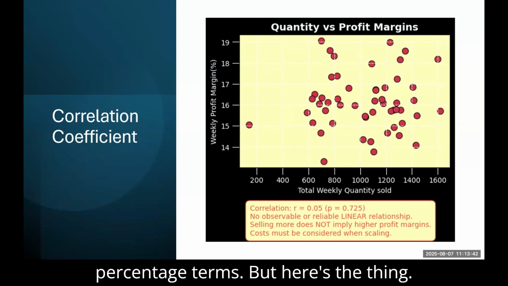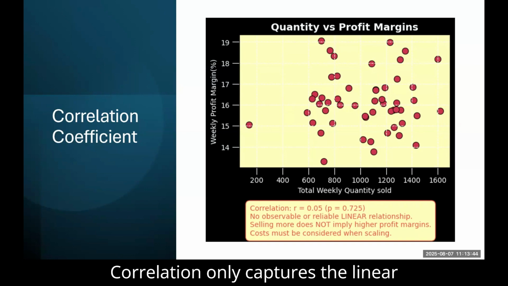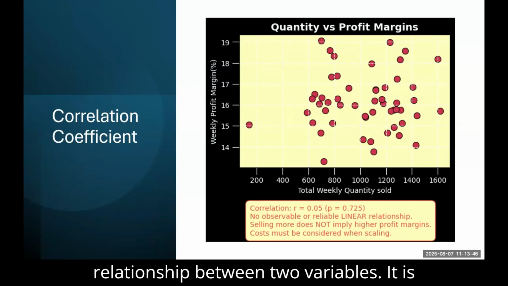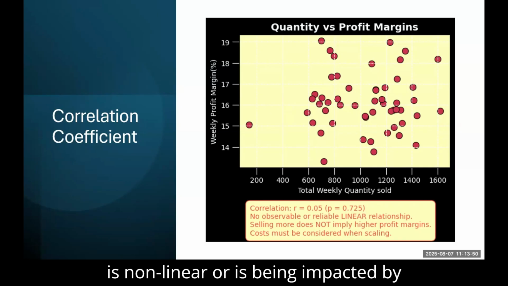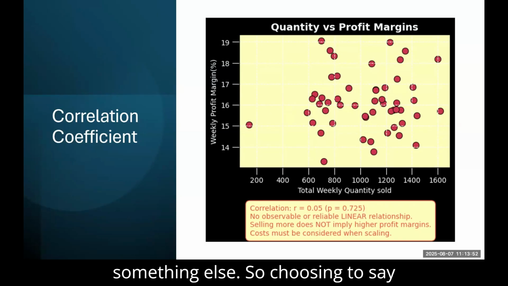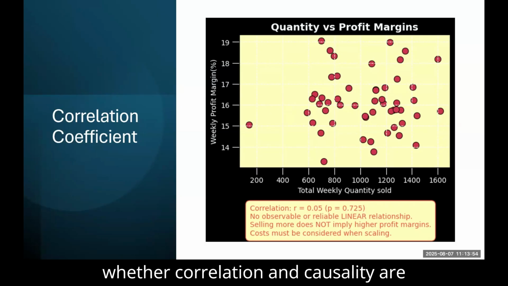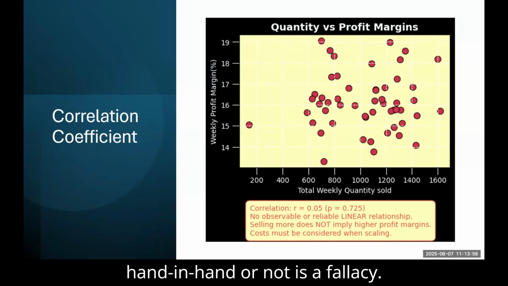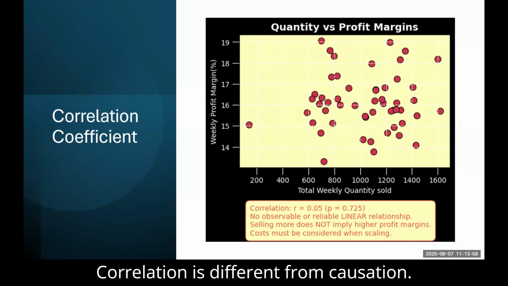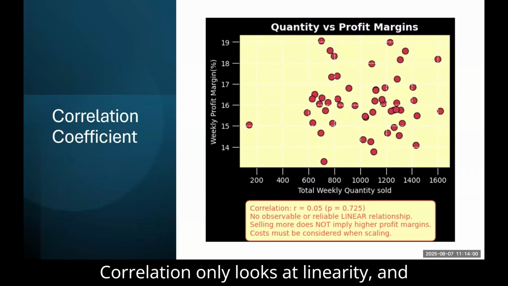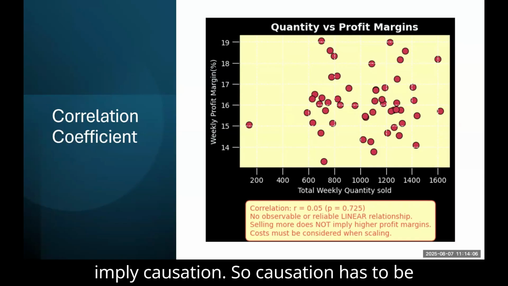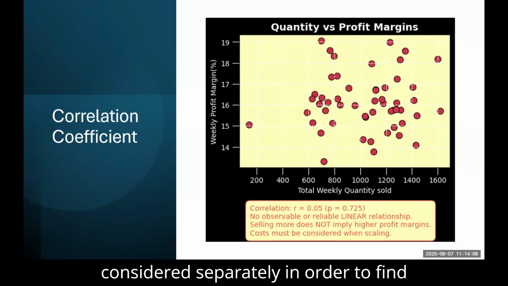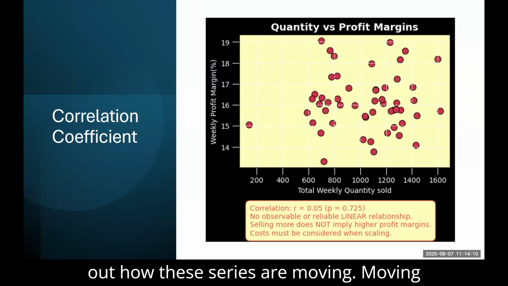But here's the thing. Correlation only captures the linear relationship between two variables. It is entirely possible that this relationship is nonlinear or is being impacted by something else. So choosing to say whether correlation and causality go hand in hand or not is a fallacy. Correlation is different from causation. Correlation only looks at linearity, and does not necessarily imply or fail to imply causation. So causation has to be considered separately in order to find out how these series are moving.